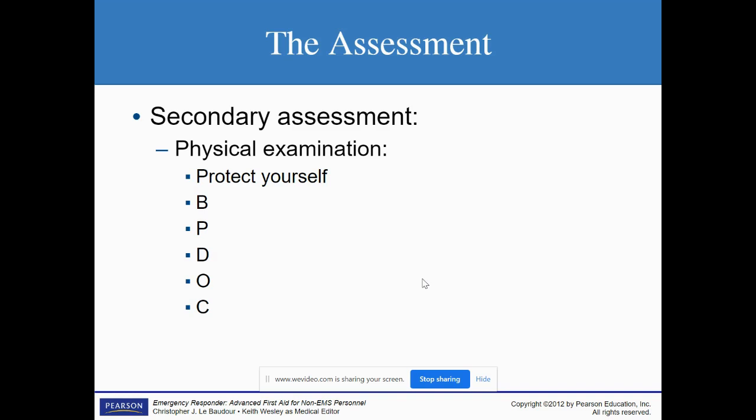It is important to always protect yourself during this whole process from being exposed to blood or any other bodily fluids of the ill or injured person. So you want to make sure you're using those gloves and any protective barriers that might be available. To perform the physical examination, use the BP DOC tool to help you remember what to look for. B stands for blood. Inspect the body for any bleeding. P stands for pain. Ask the person if they have any pain and where it is. You will be able to palpate for other areas that are painful as you perform a physical exam. D, deformities. Observe for deformities of any kind, such as angulated limbs or bumps or swelling.